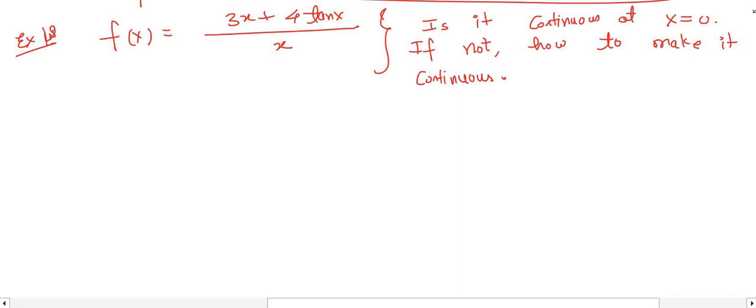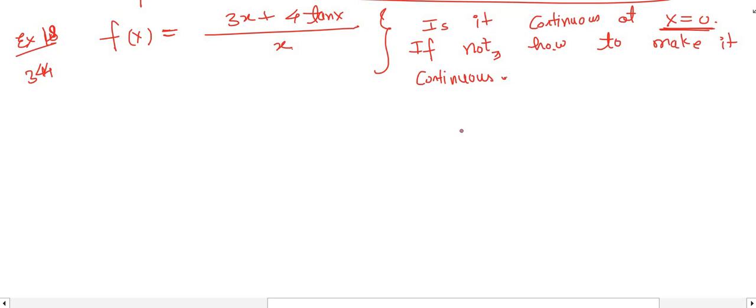This is example 18, which you will find on page number 344, the old version of R S Aggarwal. This is the question: f(x) = (3x + 4 tan x)/x. Is it continuous at x = 0? You have to find the continuity. If it is not continuous, then how to make it continuous?